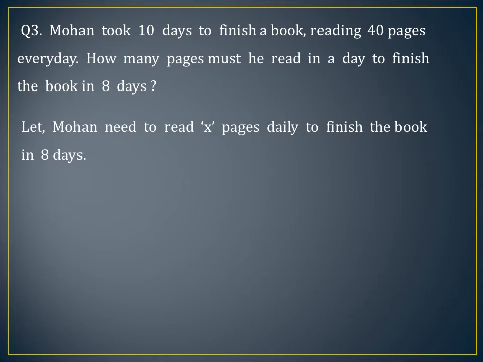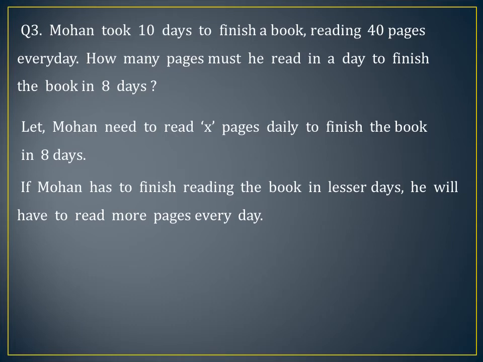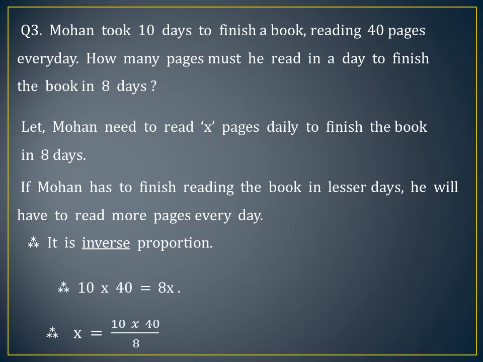book in 8 days. So if he needs to finish the book in lesser number of days, which is 8, then he will have to read more pages daily. So this is an example of inverse proportion. Now in inverse proportion we multiply, we don't take the ratio. So we'll have 10 into 40 is equal to 8x. Therefore x is equal to 400 upon 8. So that gives us 50 pages daily.